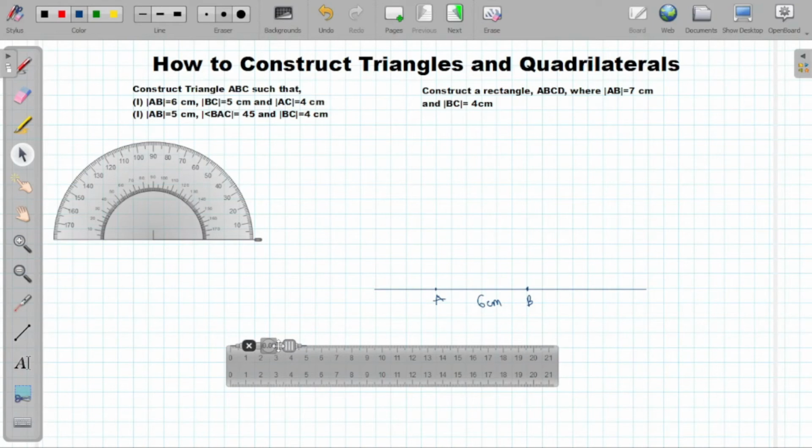So without moving or changing the length of the compass, I take that length and I put the tip of my compass on the point B. Sorry, it's supposed to be BC, so I place it exactly on B over here. Then I make an arc at the top over here. So that is my arc. Let me make this a little bit bolder.